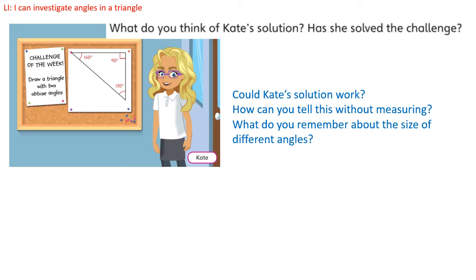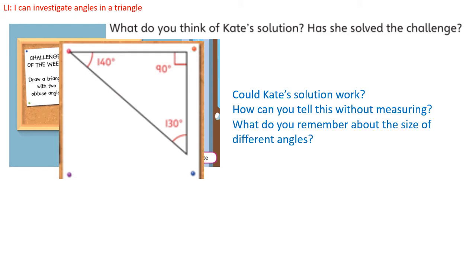So what do you think of Kate's solution here? Has she solved the challenge? Could Kate's solution actually work? How can you tell this without measuring? Look at those angles. What do you notice about them? The one at the top right, we've got as 90 degrees. We can tell that because she's put a little square in there. That looks like 90 degrees, doesn't it? But what about those other angles?